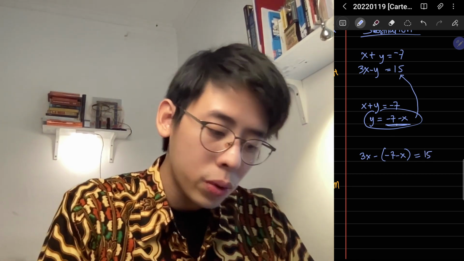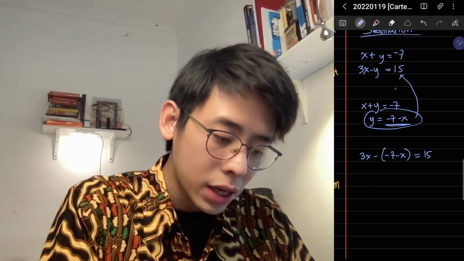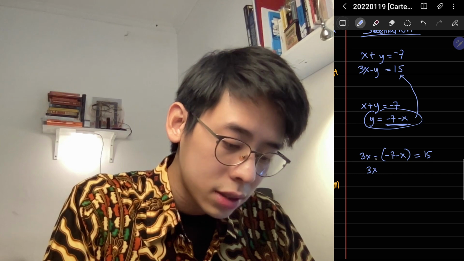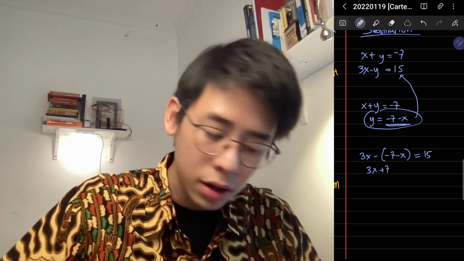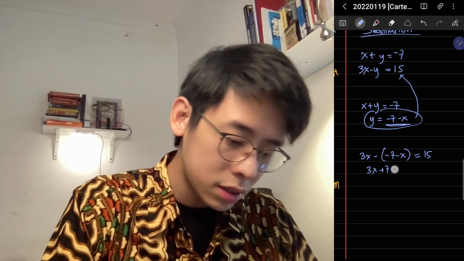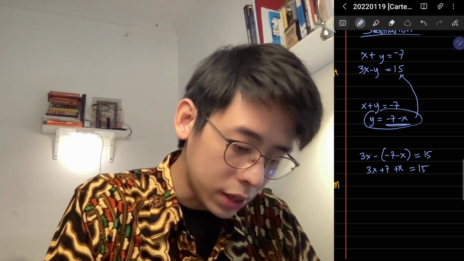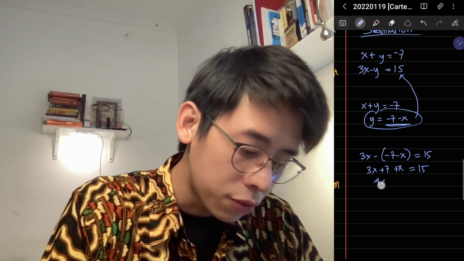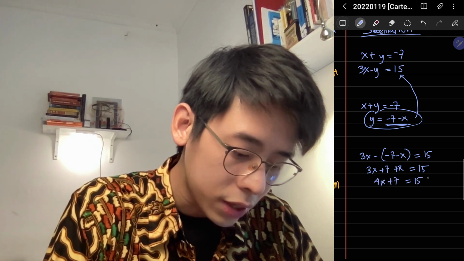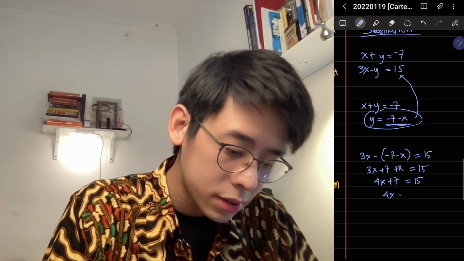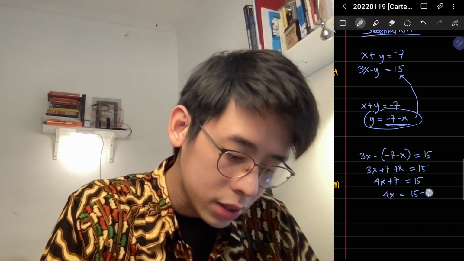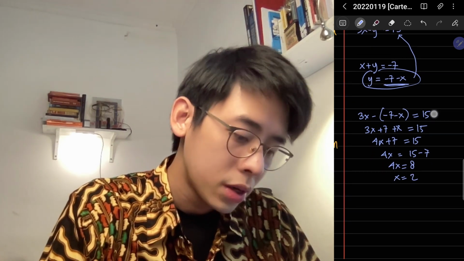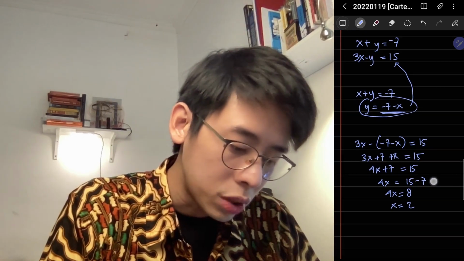Now we are eliminating y from the second equation, as you can see. So 3x minus minus 7 plus 7 minus minus x plus x, equals 15. So 3x plus x equals 4x plus 7 equals 15. So 4x equals 15 minus 7. So 4x equals 8, so x equals 2.